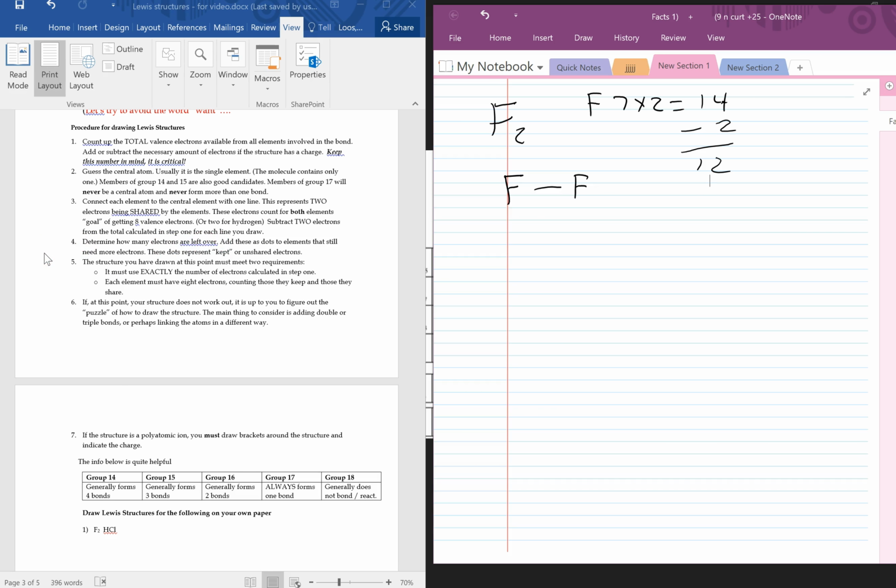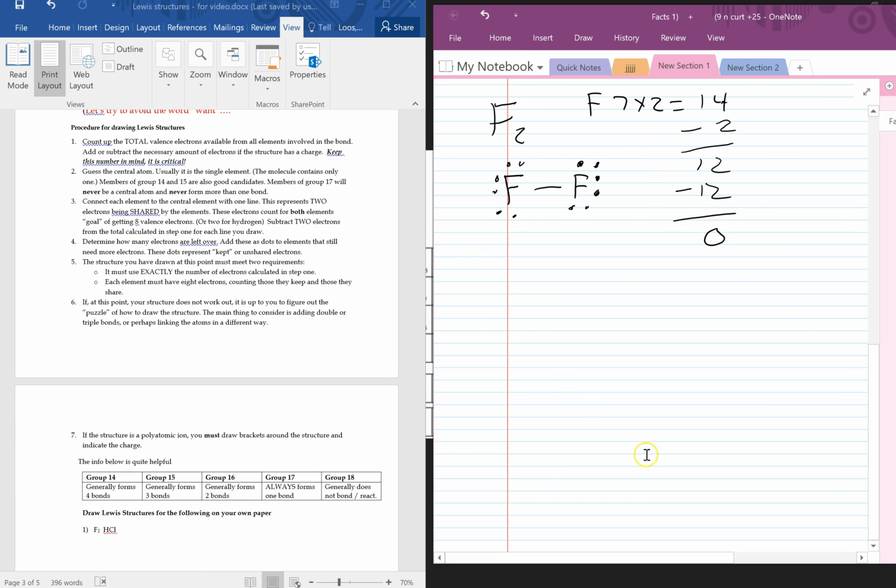So we're going to add these to the existing atoms as dots, which represent electrons that they're keeping. There are 12, so I'm going to put 6 on both fluorines: 3, 4, 5, 6. Just split them up evenly. And let's see what happens. We're going to go down to step 5.